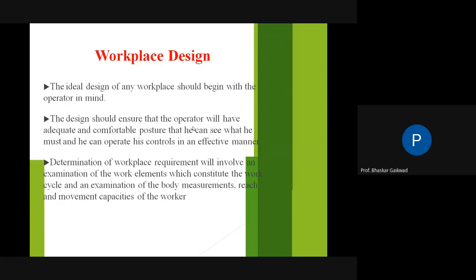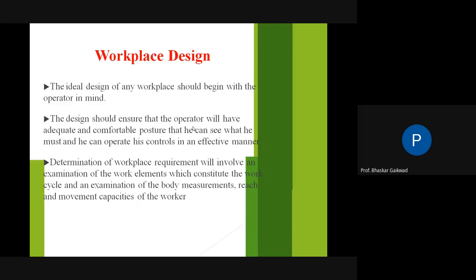So while designing any workplace, for example, a carburetor assembly, a watch assembly, a conveyor assembly, a gearbox assembly, there is only the workplace. So how can we design it? Very simple thing: the people working in that place should feel comfortable.